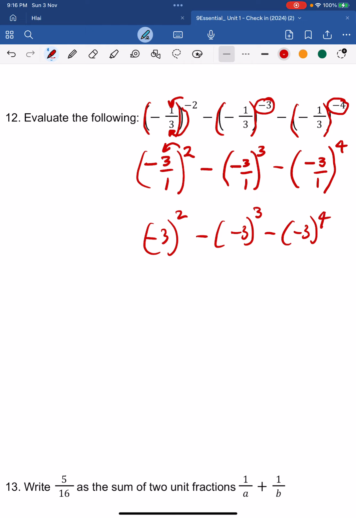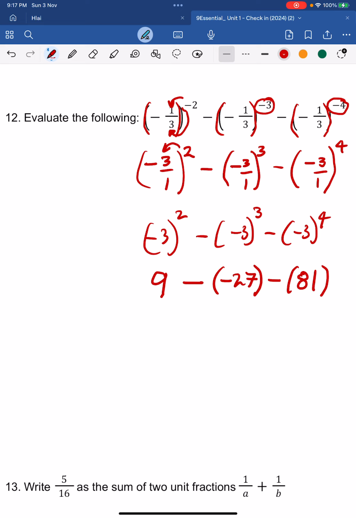That definitely makes sense. And now finally, negative 3 to the power of 2, well, negative 3 times negative 3 is positive 9, and then subtract the answer to negative 3 cubed. I think you'll find that's negative 27, right? And then subtract, right, negative 3 to the 4 is actually positive 81.